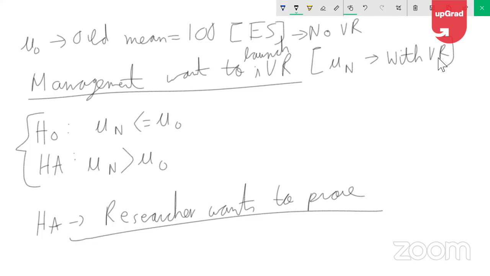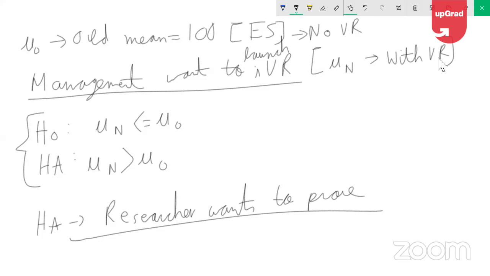I'm trying to prove that the new mean is greater than the old mean. What is the new mean? The new mean is the mean engagement score after everybody starts wearing virtual reality devices. That's the way we look at it in simple terms. So obviously, I'm trying to prove that the new mean is greater than the old mean.